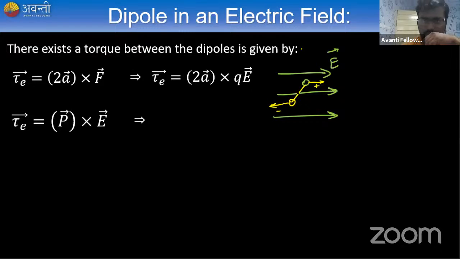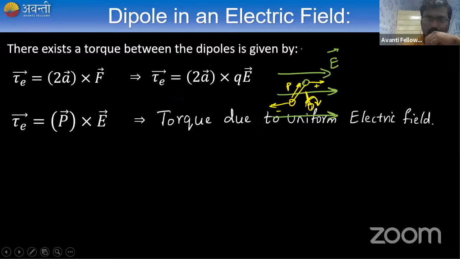Hope you remember the right hand screw rule. So my dipole moment is in this direction, my electric field is in this direction, P cross E. If I had a screw here, in which direction would it move? Would it move inwards or outwards? So this is the right hand screw rule, right, guys? So my torque is inwards, right? Then what's the direction of torque?